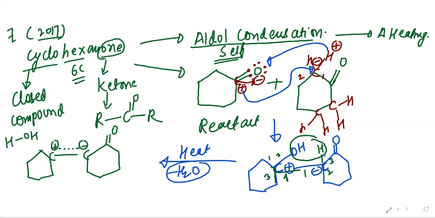This is called self-aldol condensation because both reactants are the same. This reactant and this reactant are the same. That's why it is called self-aldol condensation, right? And in the previous question, I solved cross-aldol condensation. In that, two different reactants were there, right? So mind the difference between these two. When two reactants are the same, it is called self, and when they are different, it is called cross-aldol condensation. Asked in 2017.